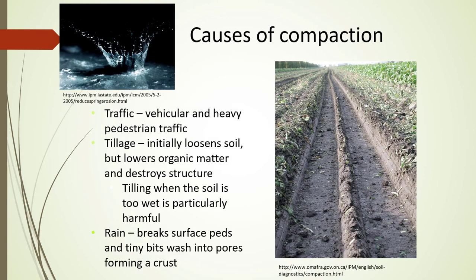So causes of compaction, traffic, of course, and not just vehicular but pedestrian traffic. Social trails are quite often a problem. Tillage initially loosens the soil but lowers the organic matter, destroys the structure. And again, I mentioned that tilling when the soil is too wet is particularly harmful. And rain can actually break the surface beds, and tiny bits wash into pores, forming a crust.